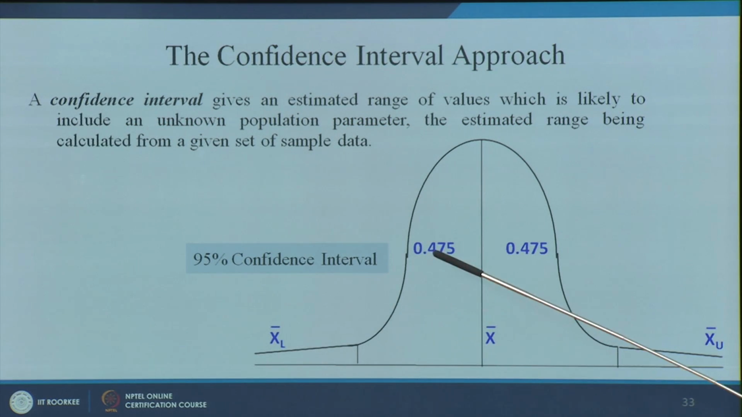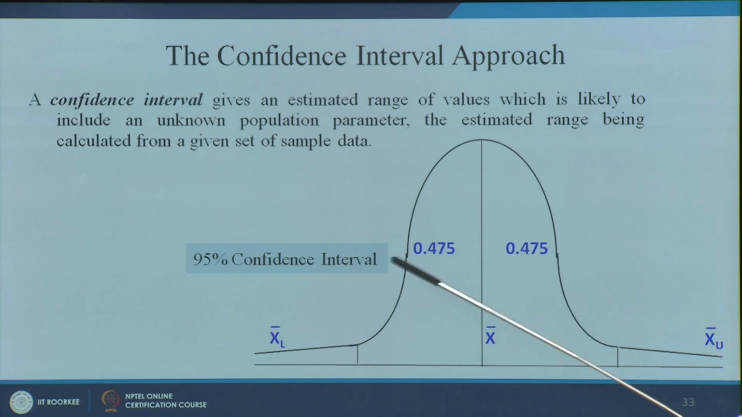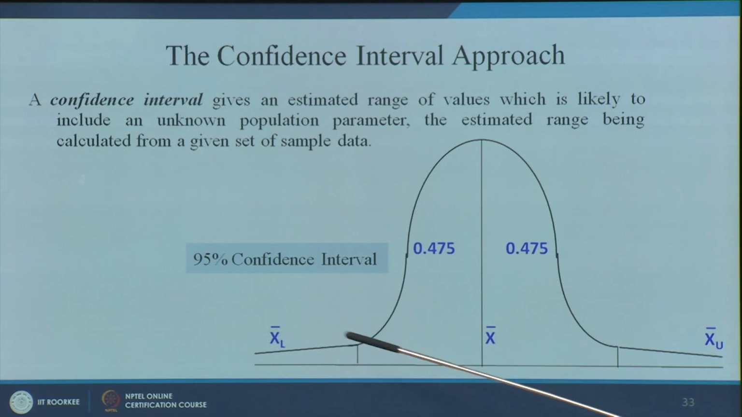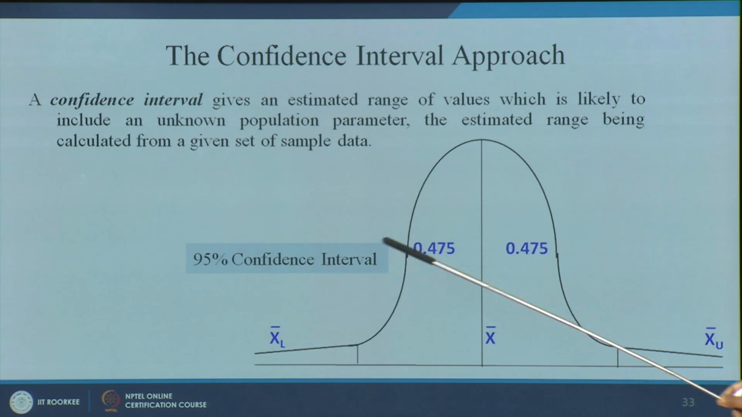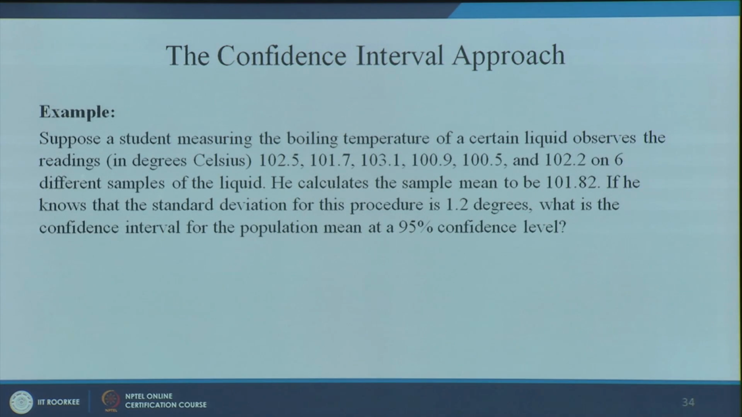Now, this is how the confidence interval looks. The area of the curve for a 95% confidence level is divided into 0.475 and 0.475, because the entire area is 1. The rejection region is 0.025 here and 0.025 here, as it is a two tail test. If it is a one tail test, all the 0.05 will lie on either this side or that side, which we will see when we do hypothesis testing.